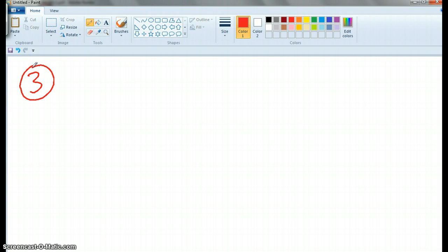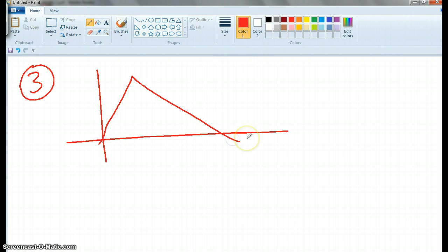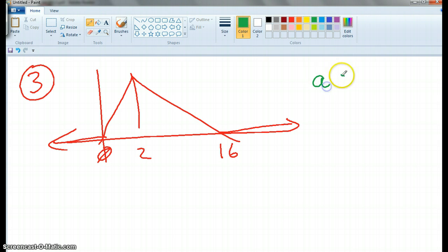Okay. Calculate the mean and standard deviation of the random variable x for the triangular distribution. So here we've got the diagram, like so. That of course would go that way and that way. We have got 2 and 16. That's 0. What is our a, b and c? What is a? 0. What is b? 16. And what is c? 2. So we've got our a, b and c.